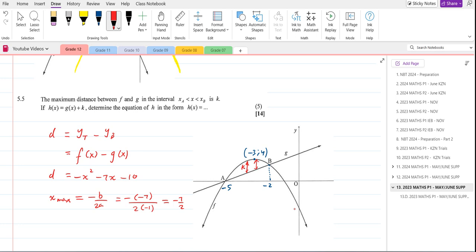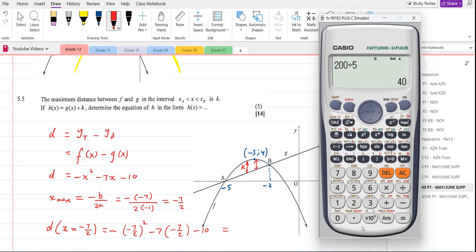Now to find the maximum distance, you need to take the value of negative 7 over 2 and put it into the distance. So d at x is equal to minus 7 over 2 is equal to minus 7 over 2 all squared minus 7 into minus 7 over 2 minus 10. And we get an answer of 2,25.